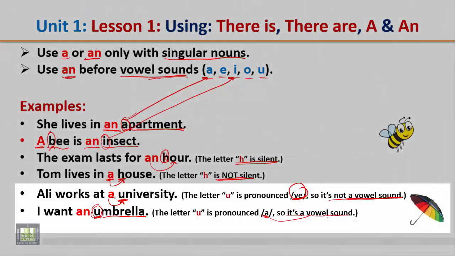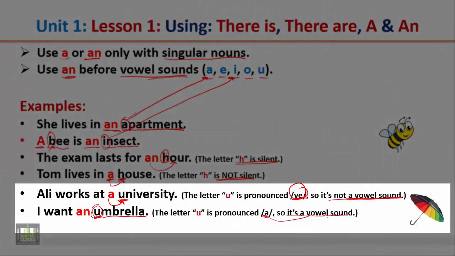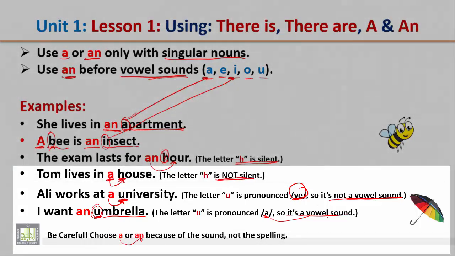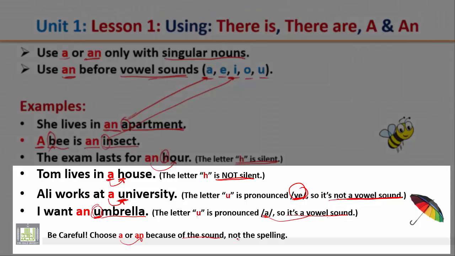But in the previous example, the same letter is pronounced yuh, university, and the yuh is not a vowel sound. So here you have to be careful. Choose a or an because of the sound, not the spelling. Don't be confused with the spelling. When the H is not pronounced, use an. When the letter U is pronounced yuh, it is not a vowel sound, so use a.